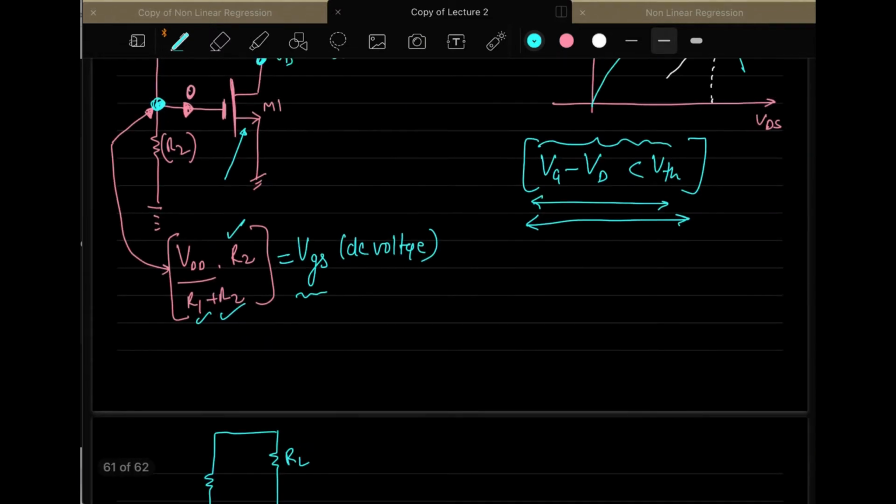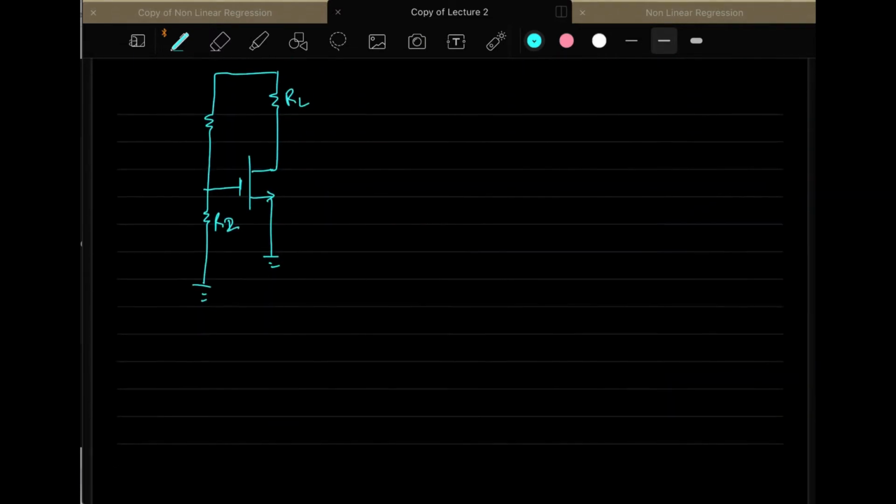So this is R1, this is R2, and this is your VDD. So how will you connect a small signal to this circuit? You will connect it by using a capacitor. You connect a small signal voltage like this through a capacitor. Once you connect this through a capacitor, the capacitor blocks the DC voltage.